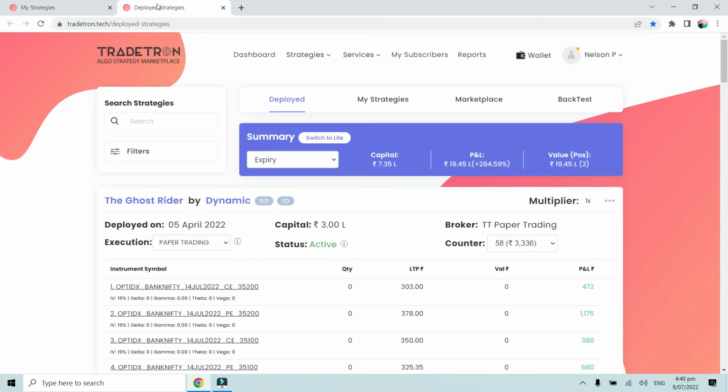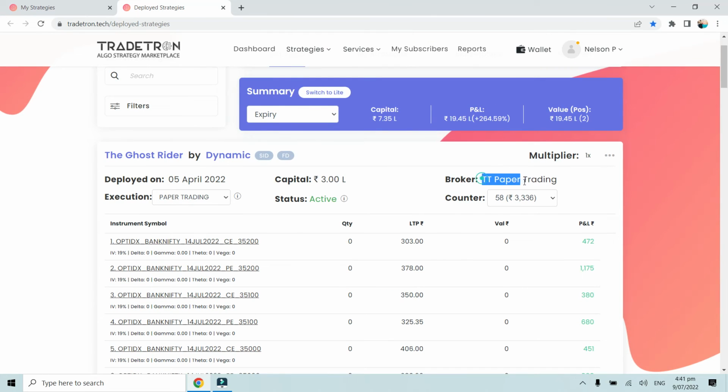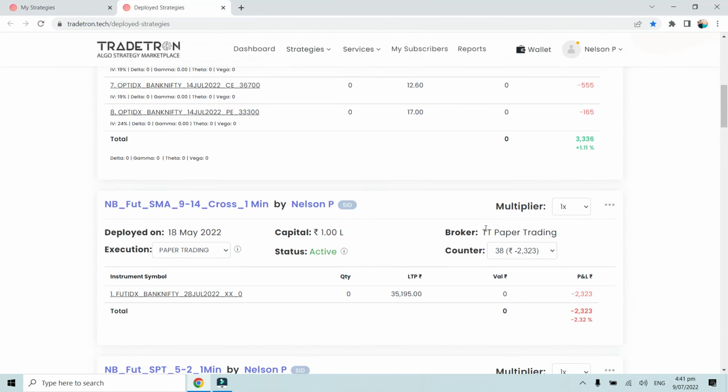So I will just show you. These are a few strategies that I have deployed in my own account. But as you see, these are all paper trading deployments of different strategies. What it is doing is taking trades on a particular strategy, but it is not taking trades in my broking account. So I'm not facing this particular loss.